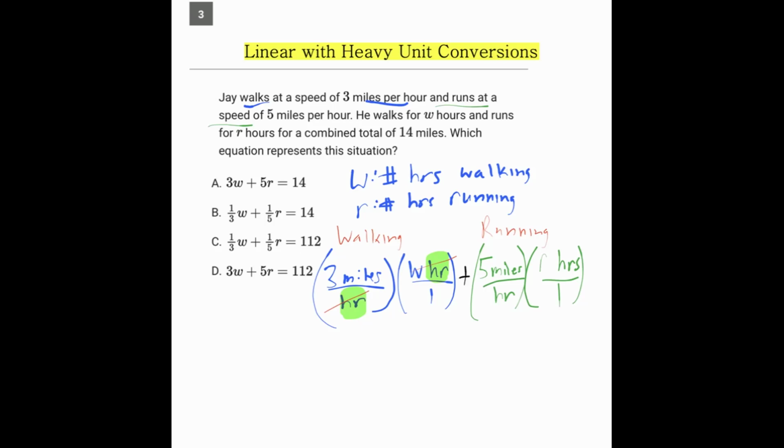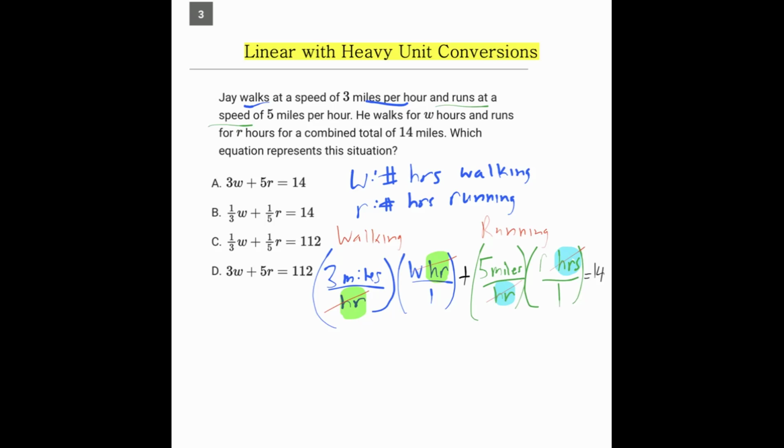So now, just like the walking miles, the unit hours cancels with hours. So we can cancel those both out with each other. And so right now, after everything cancels, this is a certain number of miles, and this is a certain number of miles, which makes sense because the question tells us that there were 14 total miles.